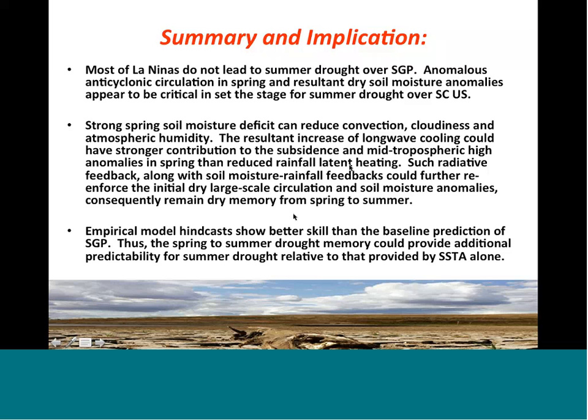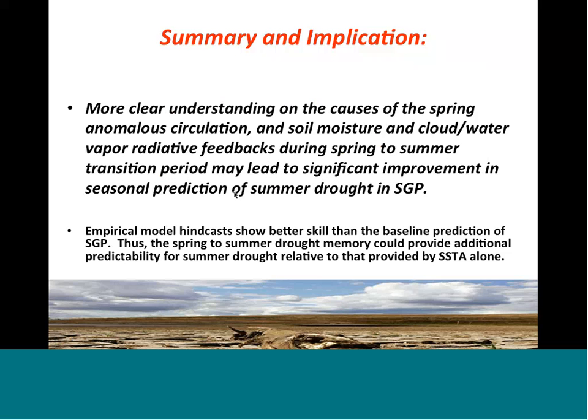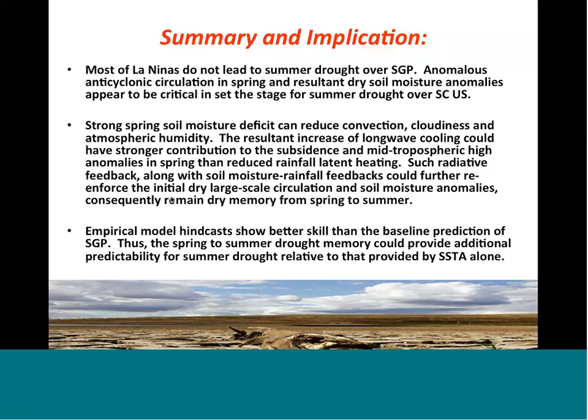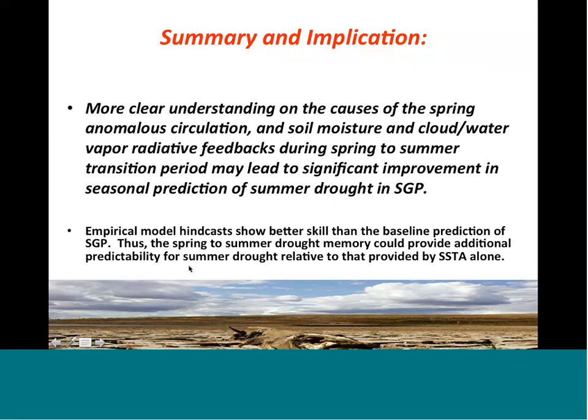And such radiative feedback, along with the soil moisture rainfall feedback, could further reinforce the initial large-scale dry circulation and the soil moisture anomalies, consequently maintaining the dry anomaly from spring to summer. The empirical model hindcast seems to show better skill than the autocorrelation, and therefore using the spring to summer soil moisture memory could provide additional predictability for improved summer drought assessment relative to that provided by SST alone.